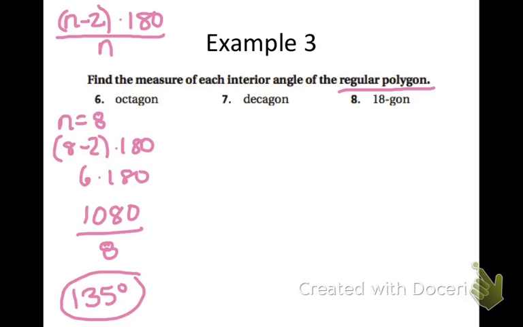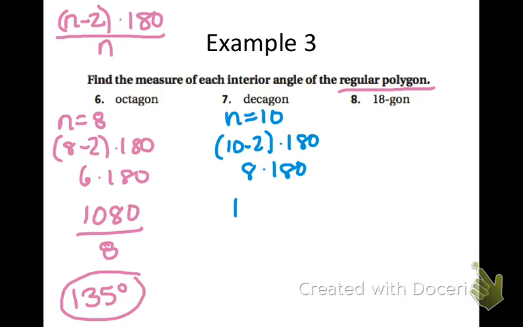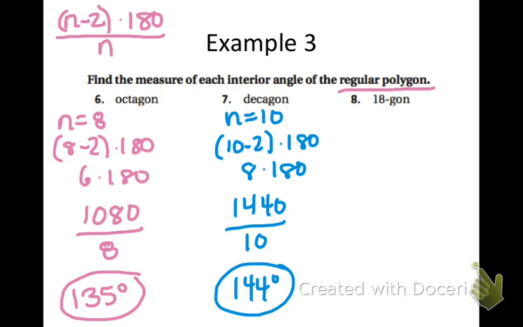Okay, a decagon has 10 sides. So if n is equal to 10, we have our 10 minus 2 times 180. 8 times 180 is 1,440. Now let's divide it by the 10 angles, because they are all equal to each other. And we would get each angle measure at 144 degrees. And you definitely want a degree symbol.